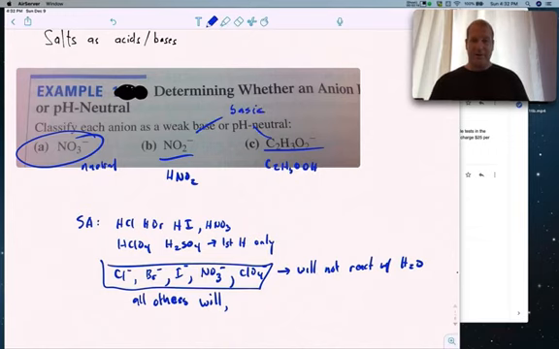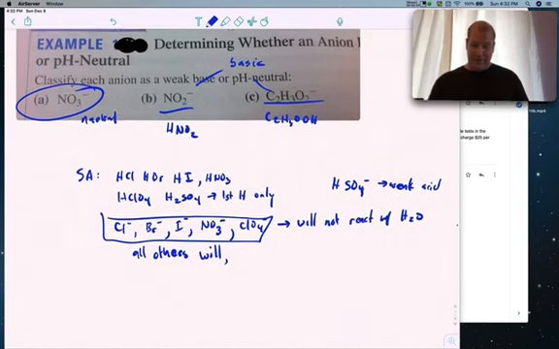In general though, the only anions that are not going to react with water are the ones I've boxed in there, and those are the conjugate bases of the strong acids. HSO4 minus is a weak acid. If you throw that in water, it'll form an acidic solution. So keep that in mind.